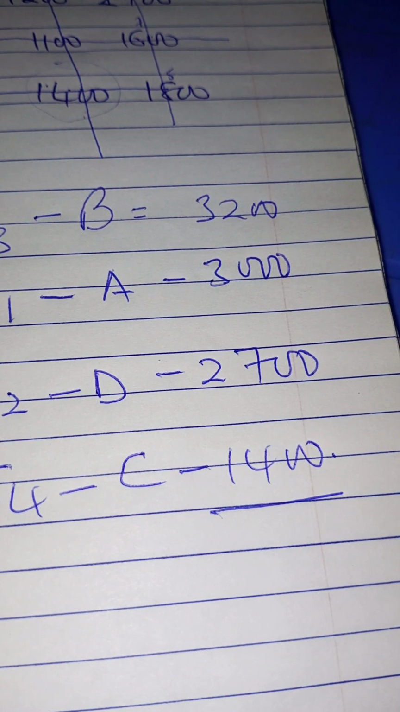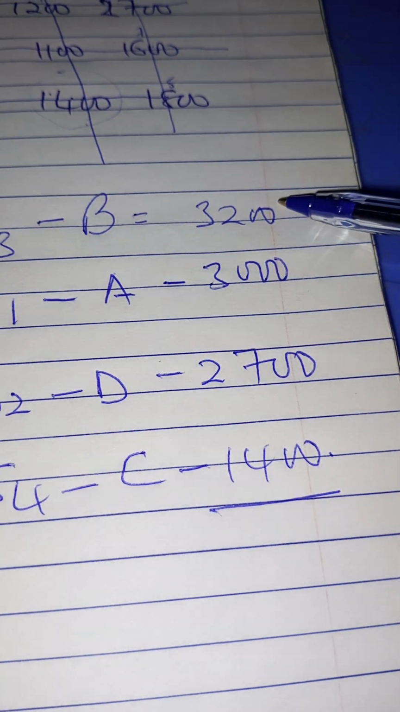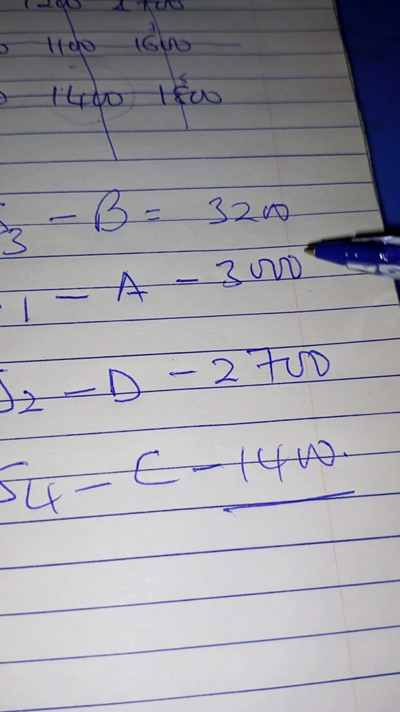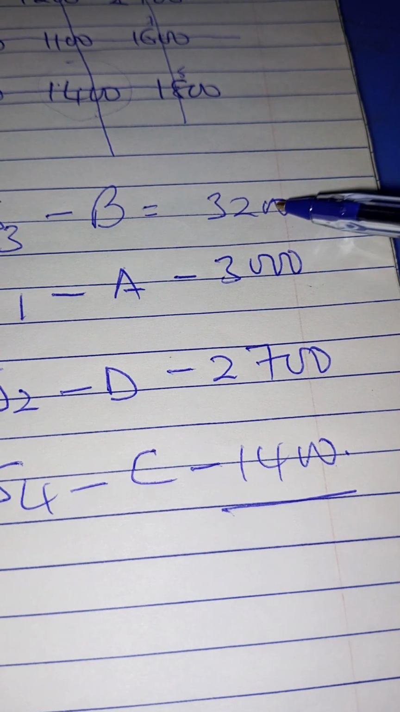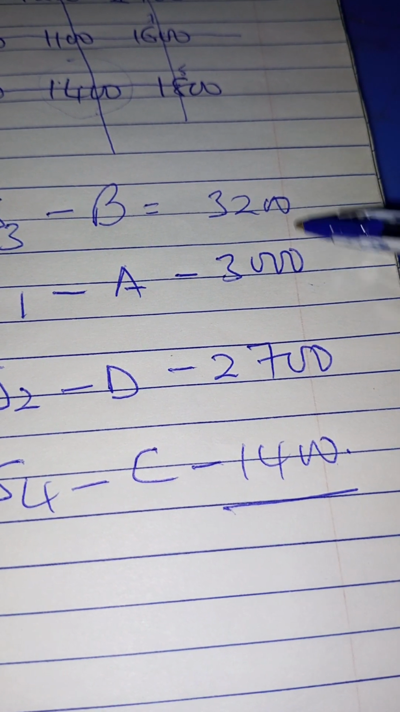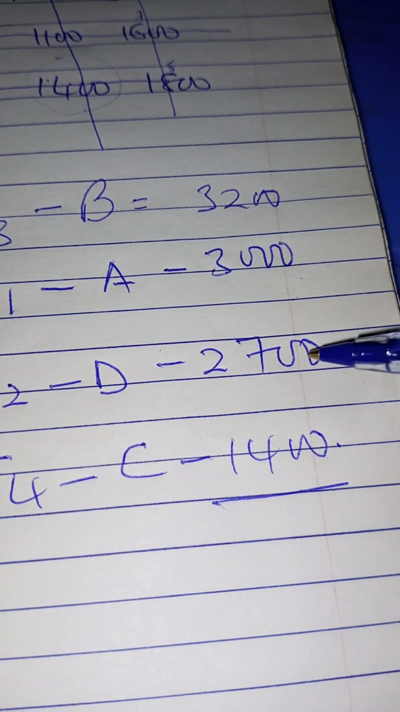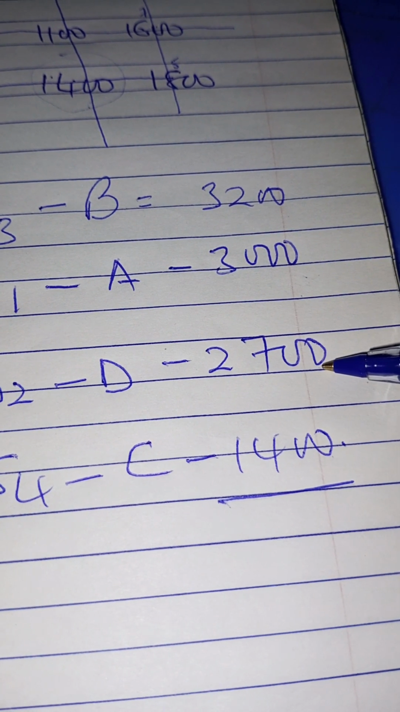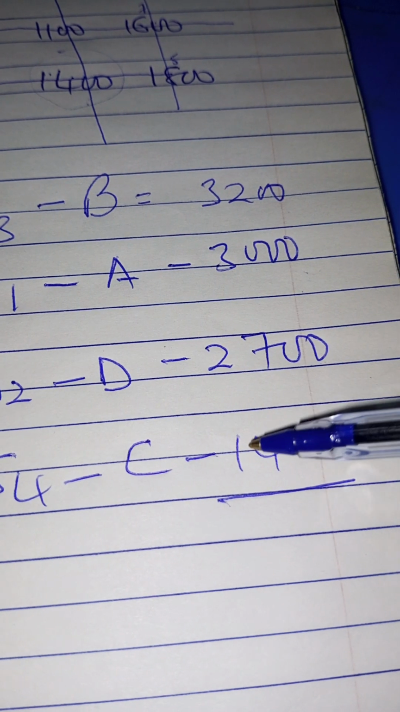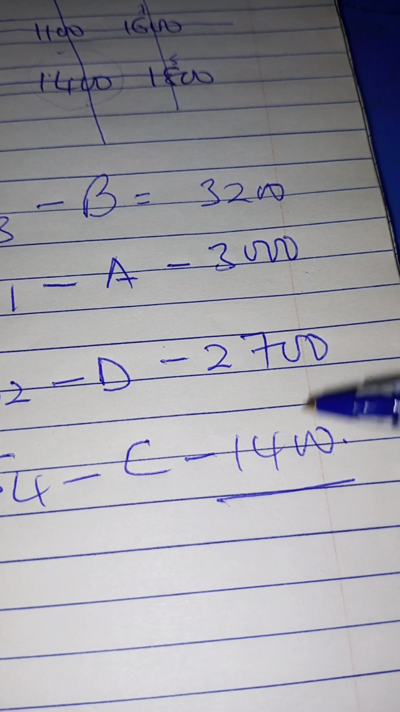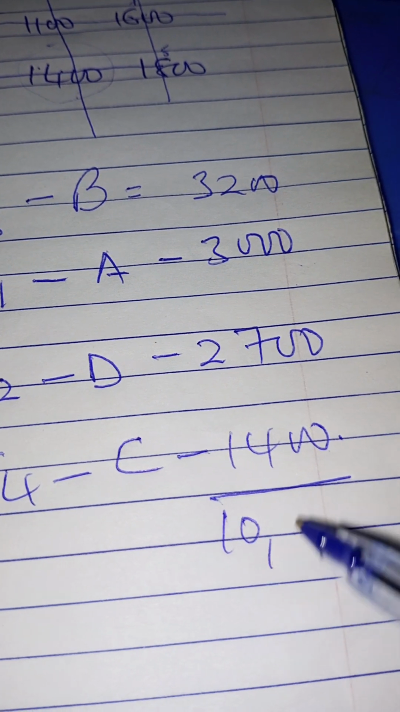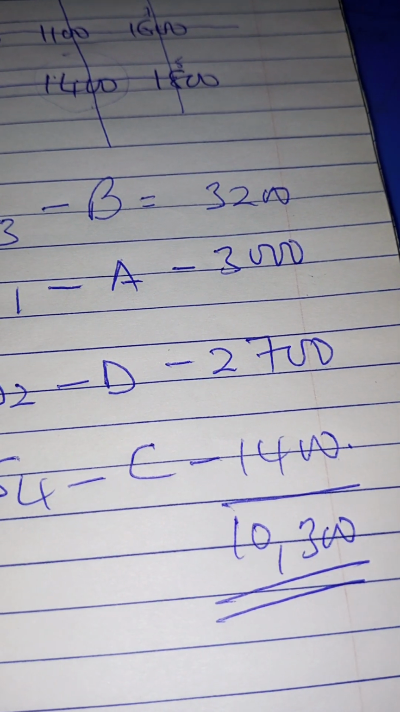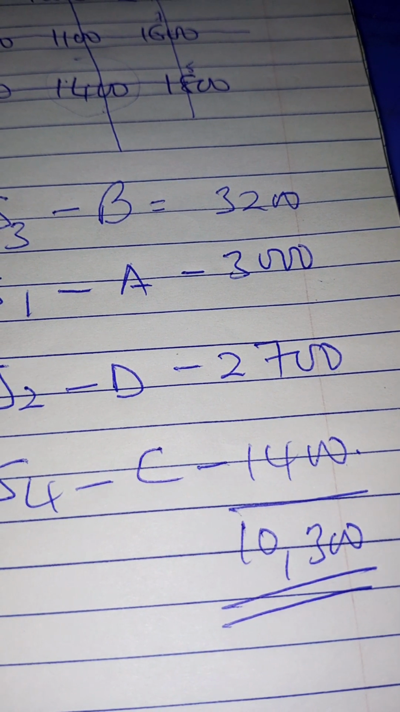If the examiner requires us to get the highest or the total value of revenue, then we shall add that 200 plus the 3000 gives us 6200. Adding to 2700, this gives us 8900. 8900, if you were to add 1400, then you would get 10,300 shillings as total revenue earned by this assignment.